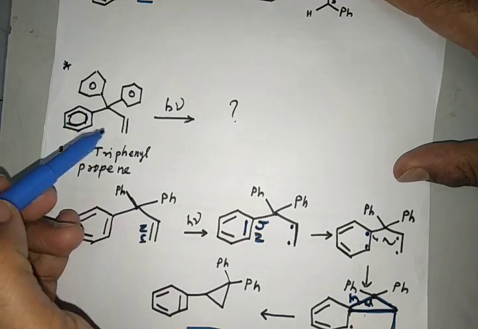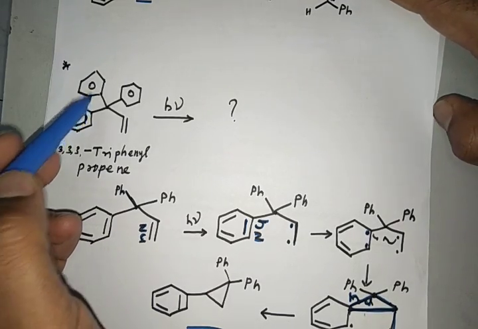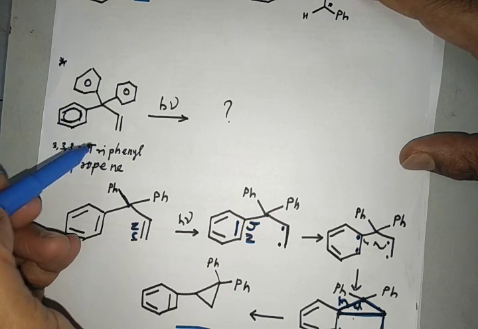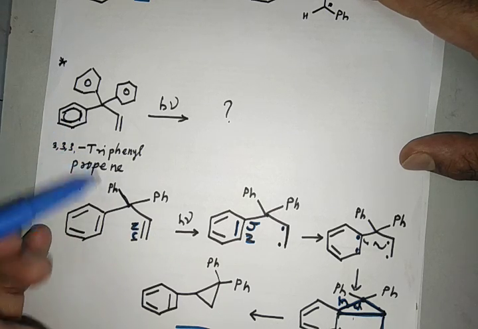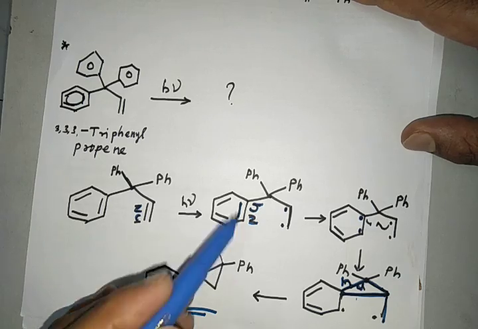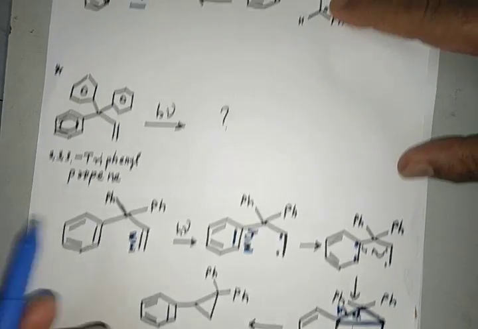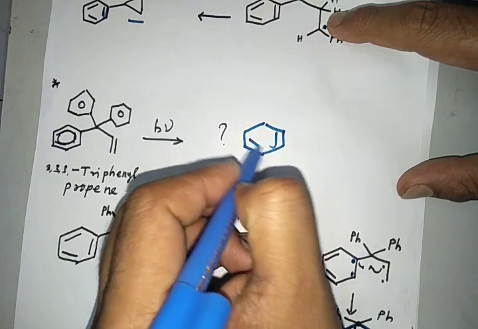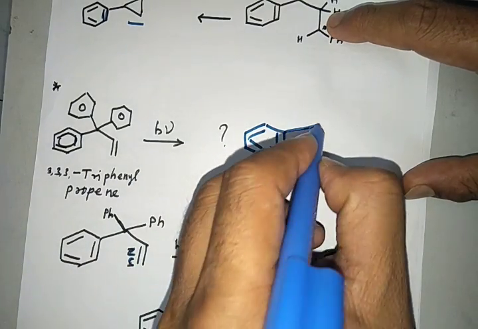So two phenyls are there. These 3 phenyls are there. So what will happen here? All 3 phenyls are attached to this carbon, but here 2 phenyls get separated from this carbon. This is the product. So we can write the product in this reaction like this one.